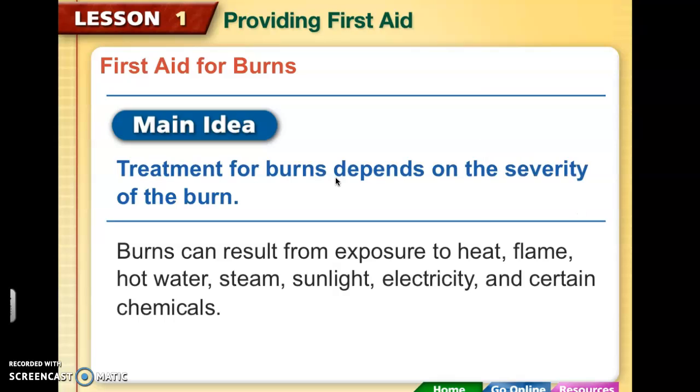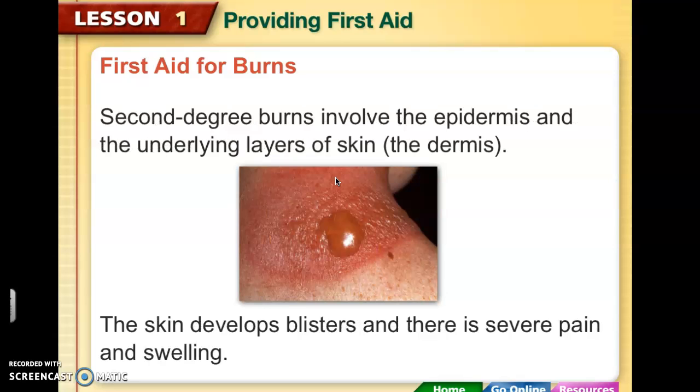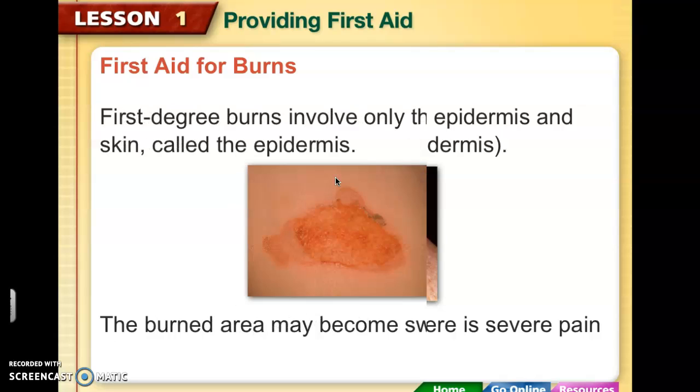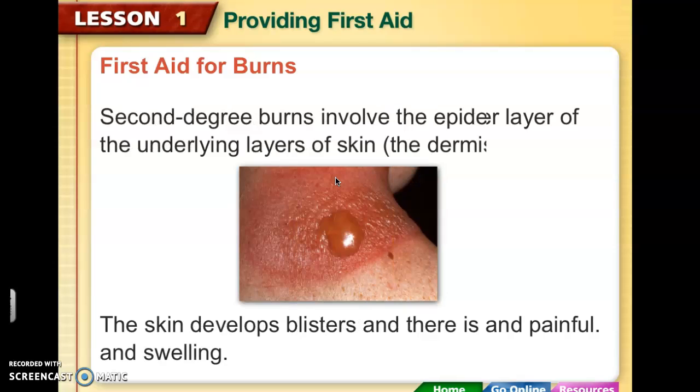This is first aid for burns. Burns can result from exposure to heat, flame, hot water, steam, sunlight, electricity, and certain chemicals. A first-degree burn only involves the outer layer of skin called the epidermis, and this burned area may become swollen and painful. A lot of times, a first-degree burn doesn't require any medical care. Just make sure it doesn't get infected and it heals properly. It may burn and sting for a few days, but you'll be okay.